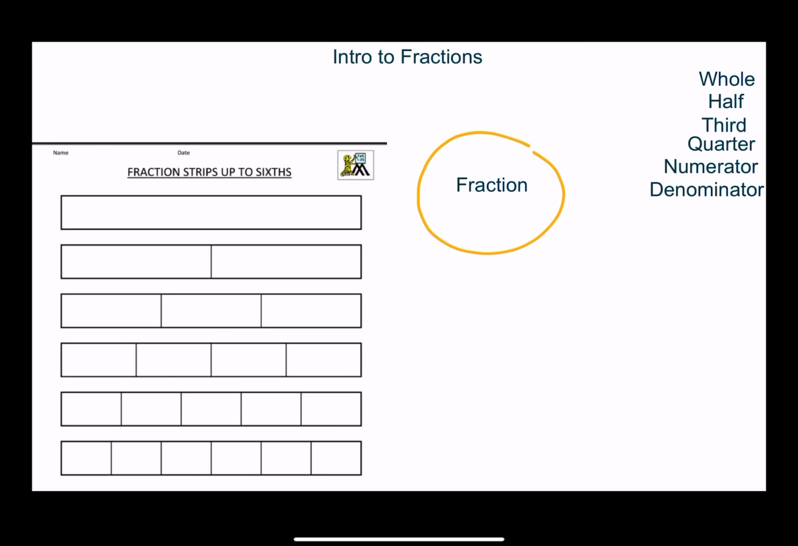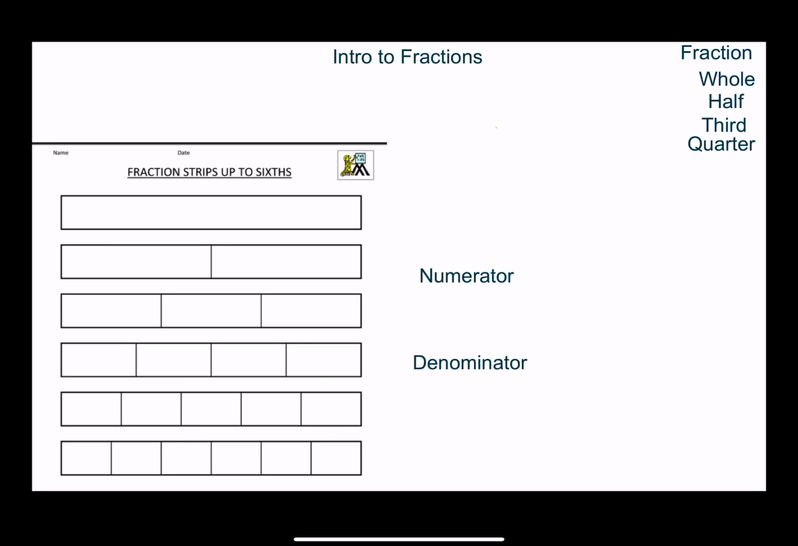In other words, if I had a box, rather a rectangle, split into 4 groups, and only one group was shaded out of the 4, then I would have a fraction that looks like 1 over 4, or 1/4. One piece is shaded out of 4 total. One piece is shaded out of the total 4.